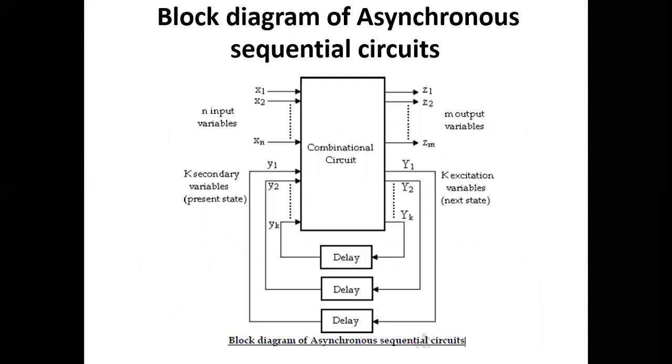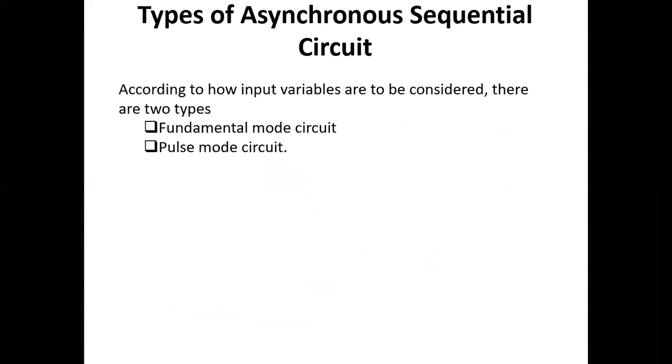This is the basic block diagram of an asynchronous sequential circuit with the delay component. The delay component can be a D flip-flop or other flip-flops. According to the input variables to be considered, asynchronous sequential circuits can be divided into two types: a fundamental mode circuit and a pulse mode circuit.